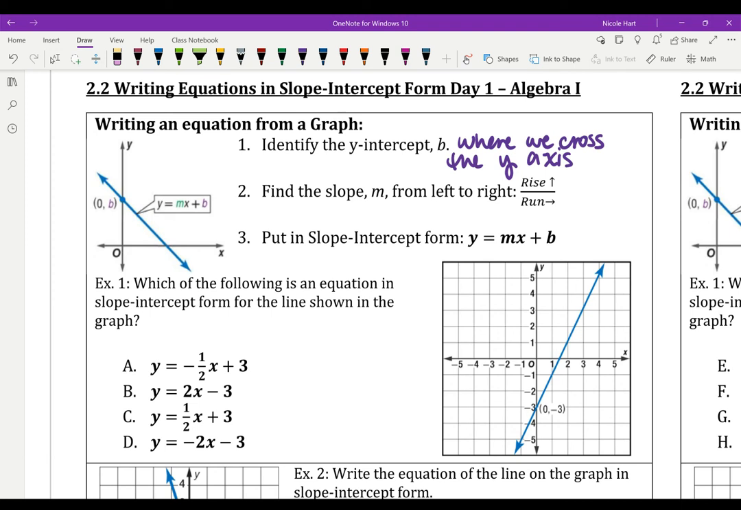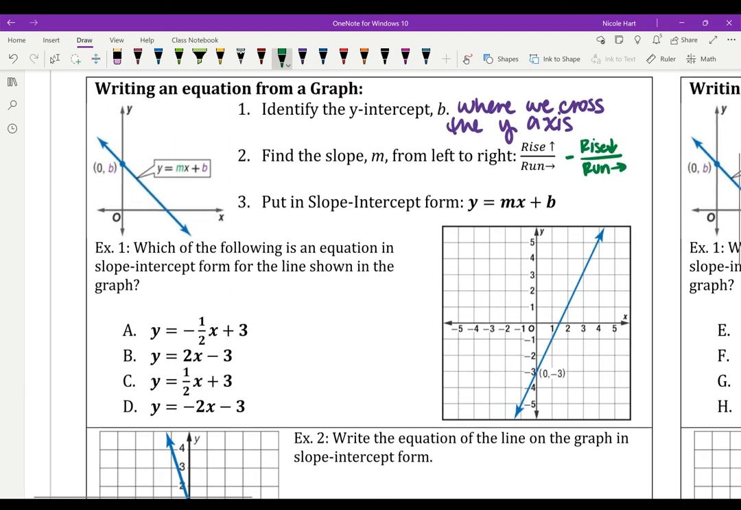And then the second step is to find the slope, and we're going to use rise over run. Remember, if you rise up, it's a positive slope. If you fall down, then it's going to be a negative slope. And we're still going to run to the right every single time. So we're going to take our leftmost point and decide if we rise up and become positive or fall down and become negative, and then run to the right.